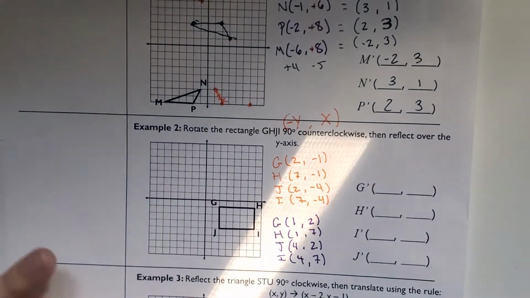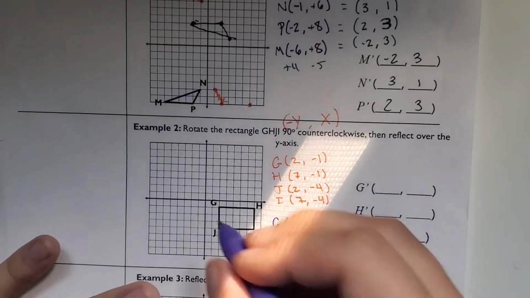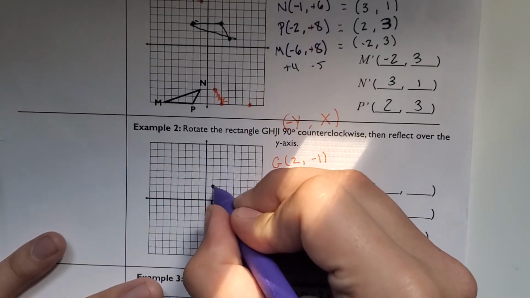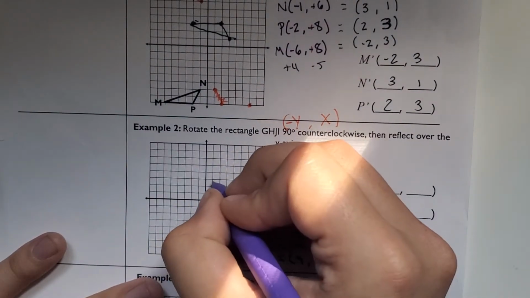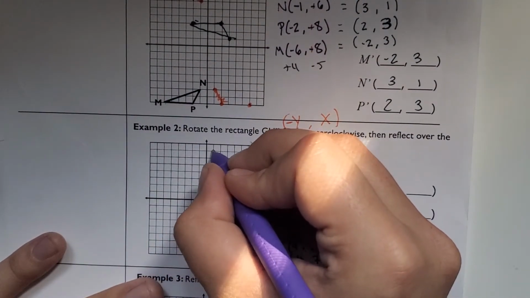So let's go ahead and get this first transformation put in there. So I'm going to go over 1, up 2. I'm going to go over 1, up 7. 1, 2, 3, 4, 5. There.